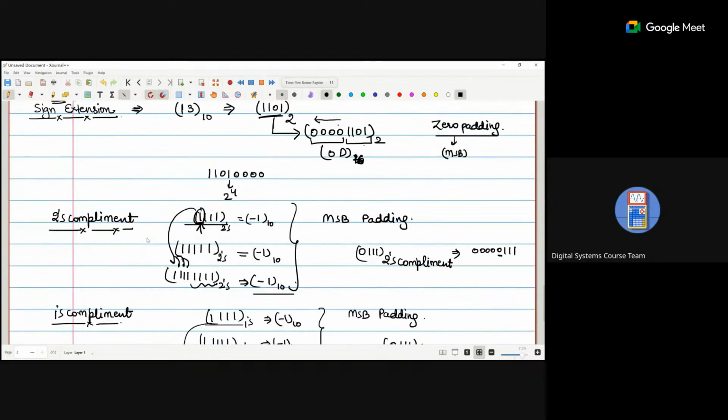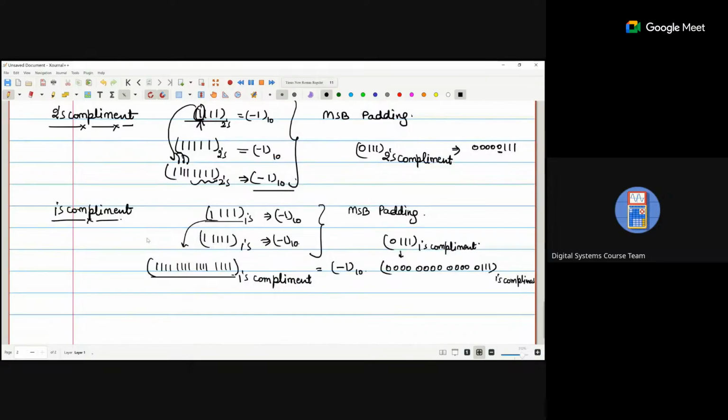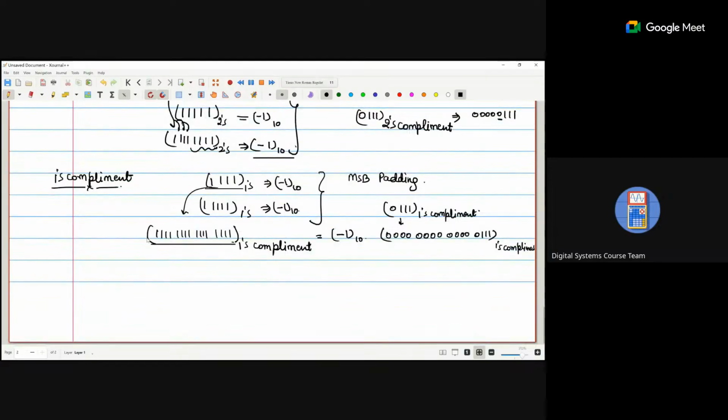So for binary, we add zero padding. For normal binary numbers, for 1's and 2's complement, we use MSB padding. Now the sign magnitude.